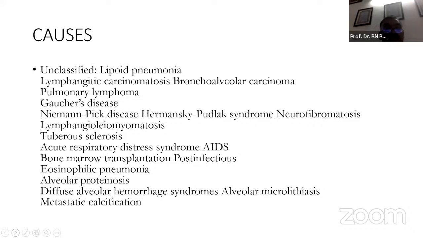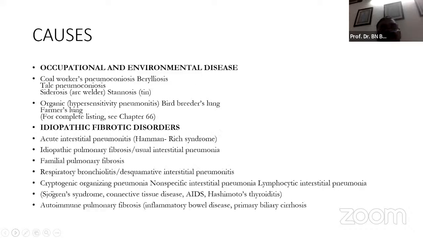HIV, in fact, acute respiratory distress syndrome, HIV can present as interstitial pneumonias, and bone marrow transplantation, post-infectious causes, eosinophilic pneumonias, alveolar proteinosis, diffuse alveolar hemorrhage syndrome. We have what is called the renopulmonary syndromes and the diffuse pulmonary hemorrhage syndromes. So they can all result in acute interstitial pneumonias, acute interstitial lung disease, alveolar microlithiasis, metastatic calcification. So we have a large number of causes. Next slide, please.